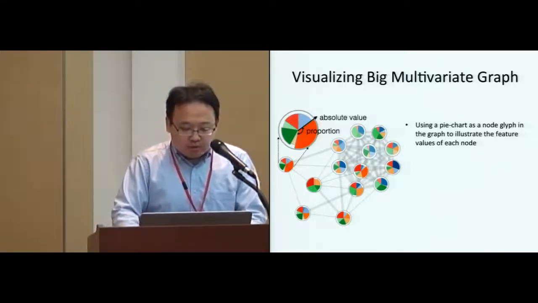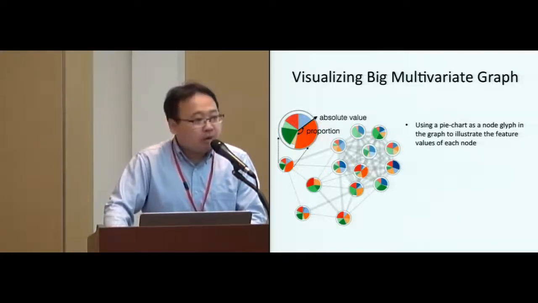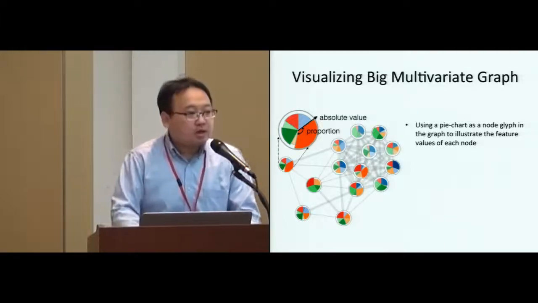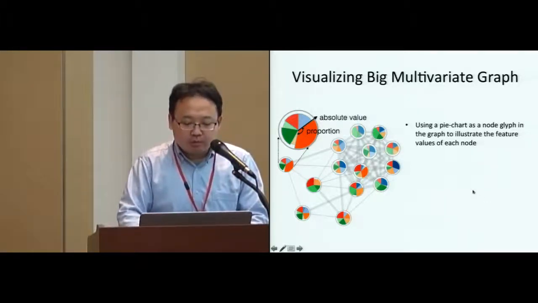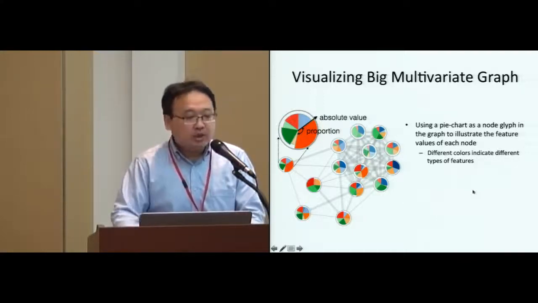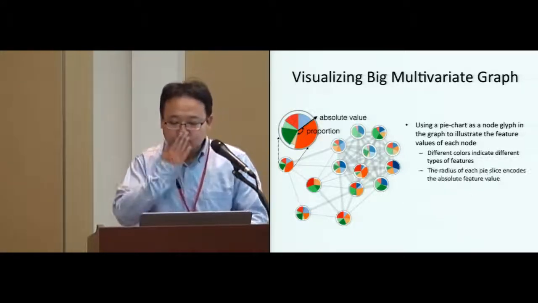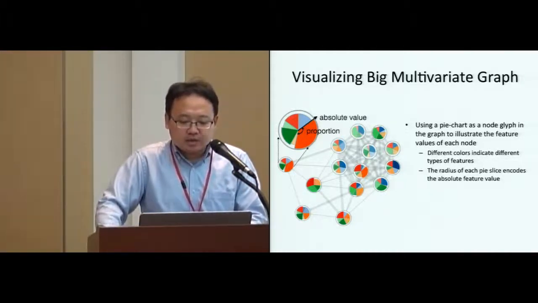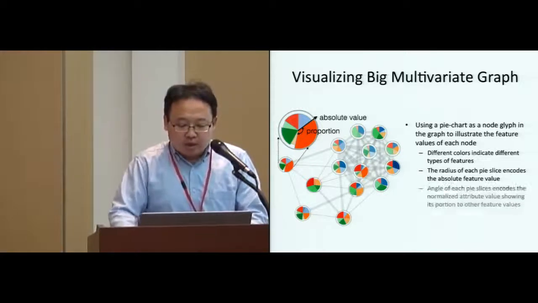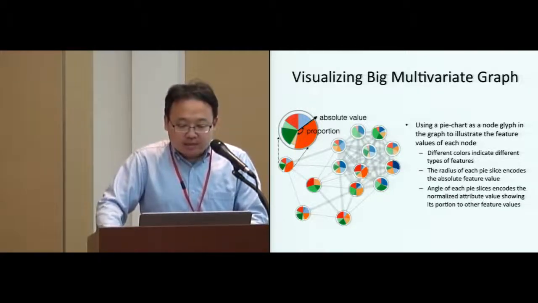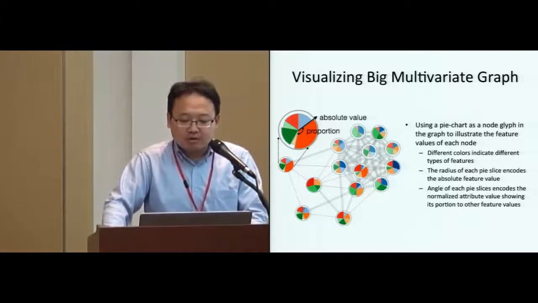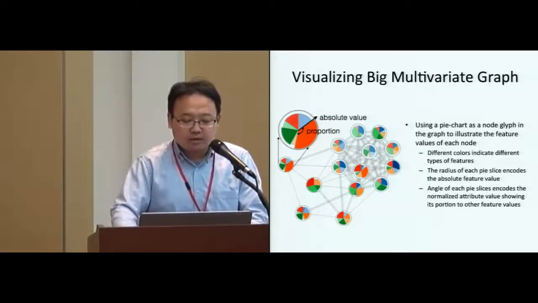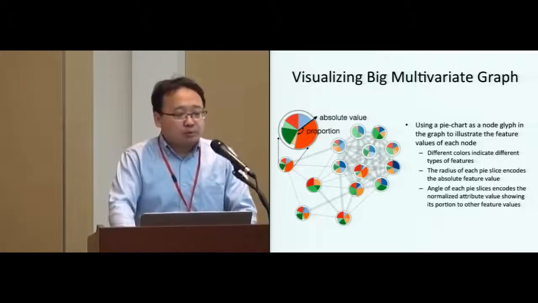And so when zooming into the bottom level, the detailed attribute values of each node in the multivariate graph are visualized in a pie chart node glyph. So here we use different colors to indicate different types of the features. And the radius of each pie slice encodes absolute feature values. And the angle of each pie slice encodes the normalized attribute value, showing the portion when comparing to the other attribute values.